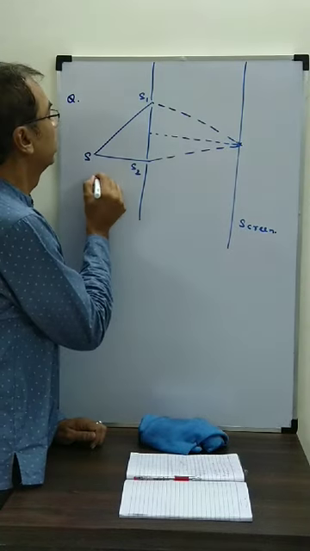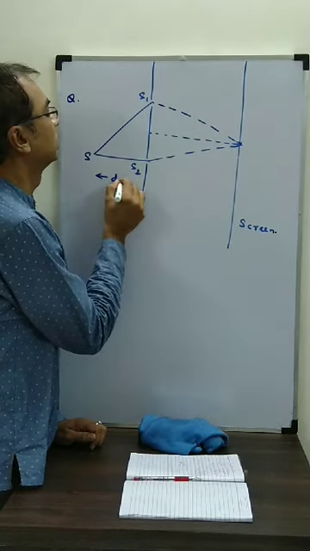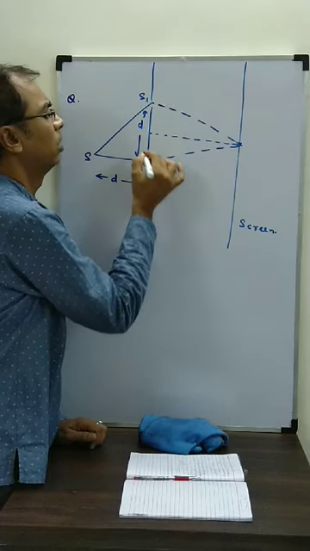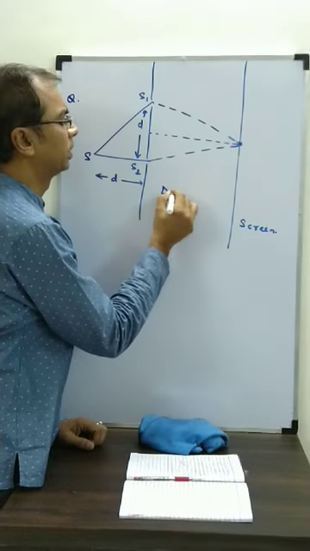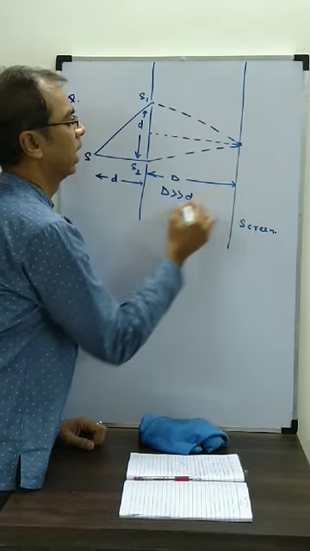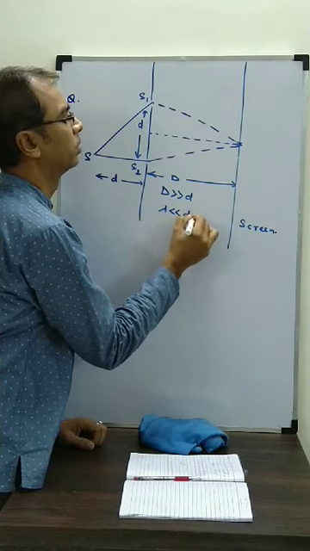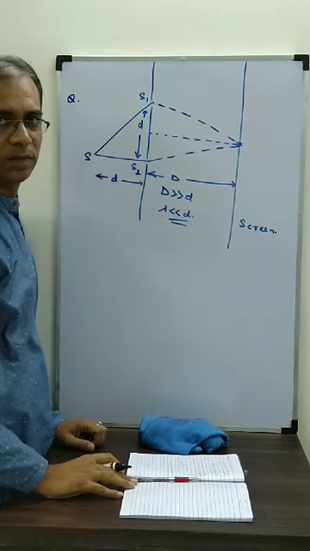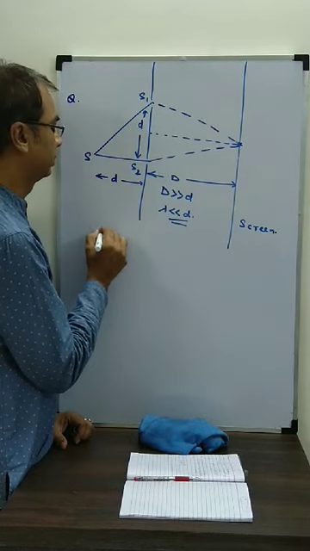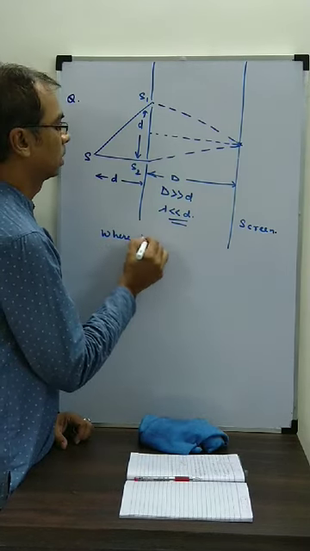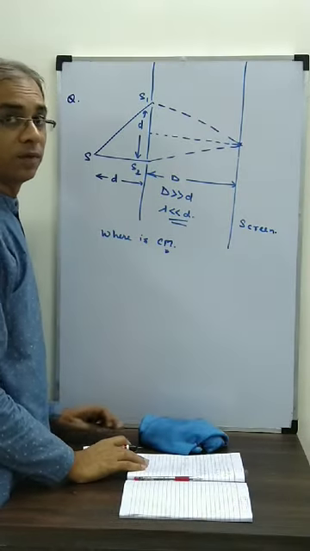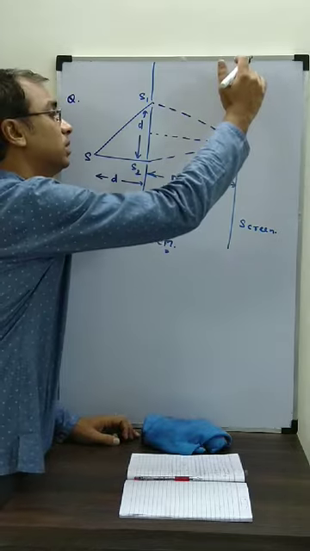What are the other things given to us? This is given as D, this is also D. And all our general terms hold: capital D is a lot more than small d, and lambda is very small as compared to D. All these things are valid. Now what we have to do is find where the central maxima is. We know it is not here. Now where is it then? Above this or below this?